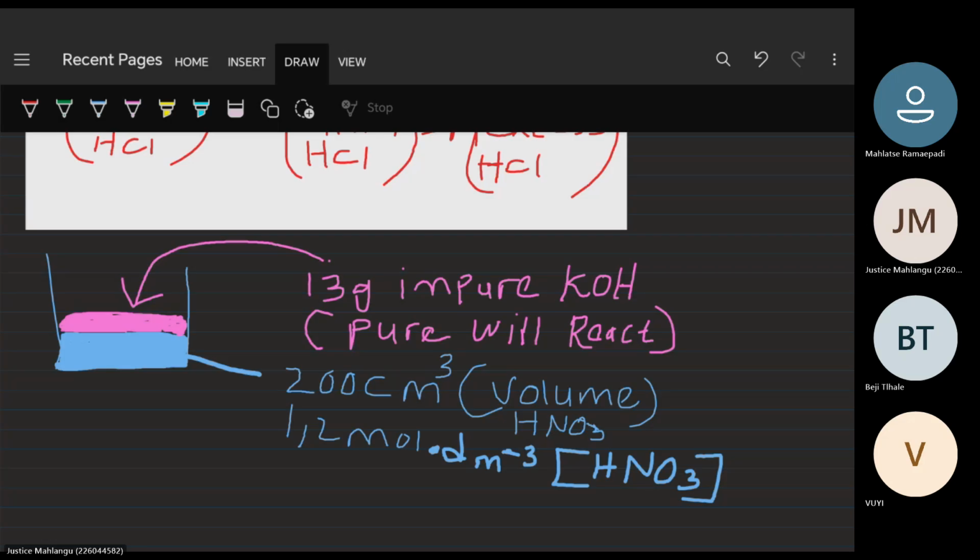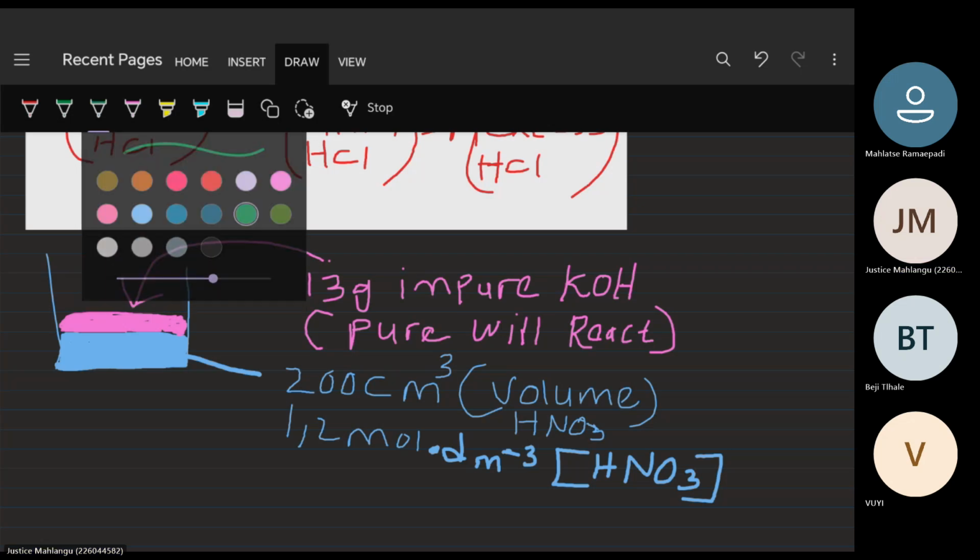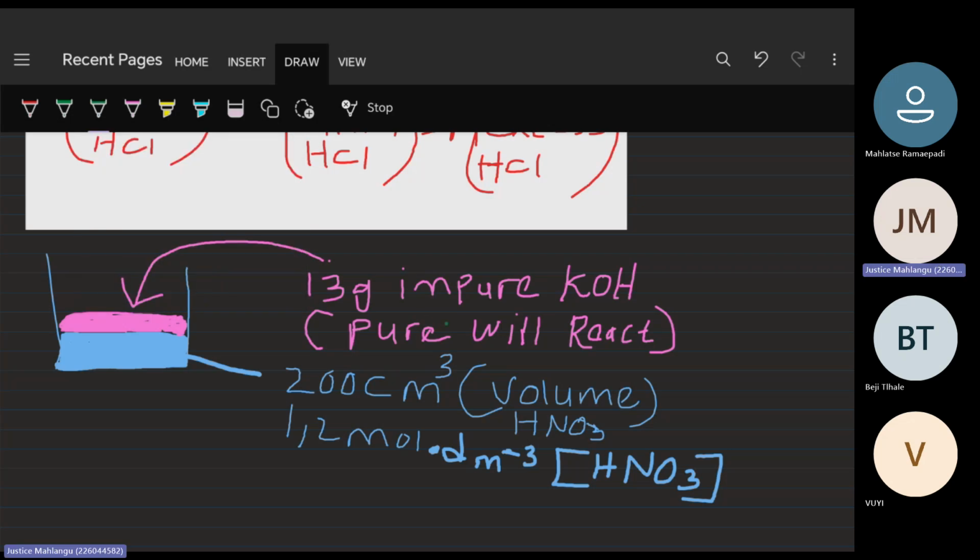So we know that only the pure potassium hydroxide will react. Yes, all the pure potassium hydroxide will react, which means the potassium hydroxide will become the limiting reagent. So the pure potassium hydroxide is our limiting reagent, which means it's going to react completely in the beaker. It's our limiting reagent, okay?